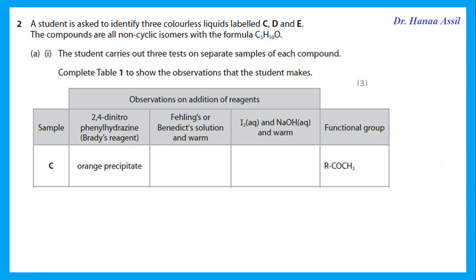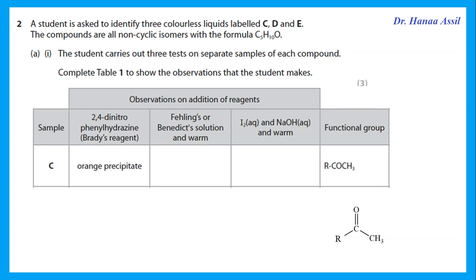Question 2 says, a student is asked to identify 3 colorless liquids labeled C, D, and E. The compounds are all non-cyclic and they are isomers with the formula C5H10O. The student carries out 3 tests on separate samples of each compound. Complete table 1 to show the observations that the student makes. Okay, sample C, he's telling me C is something that has this functional group. Can you see the functional group? This functional group. So it has a C double bond O and CH3.